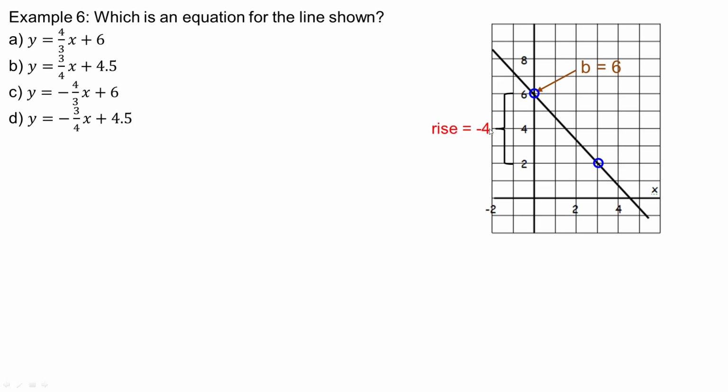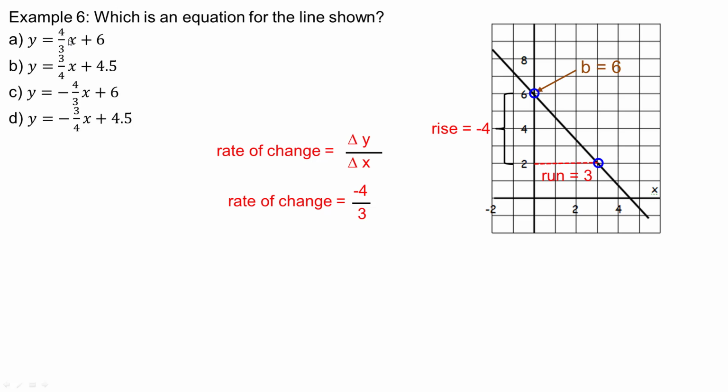This value here is the rise, and it's how much it goes up or down. So that goes down 4, from 6 to 2. This amount across here is called the run, and it's positive 3. So the rate of change is the change in y, on the y-axis, over the change in x, on the x-axis. The change in y is negative 4, and the change in x from this point to this point is 3. So we see it's going down 4 and to the right 3. That's the rate of change.